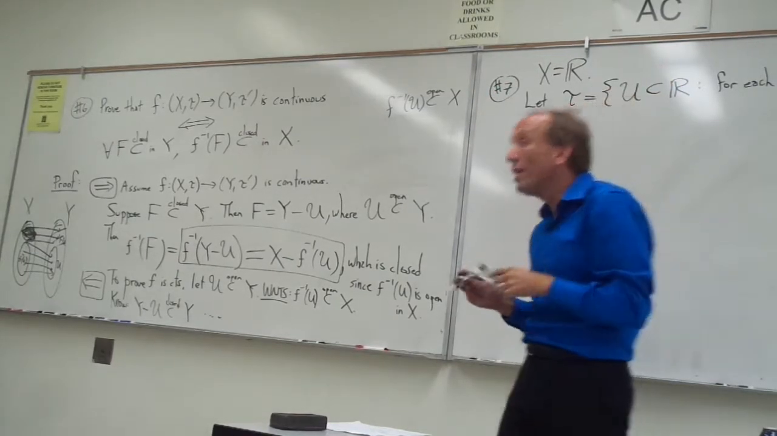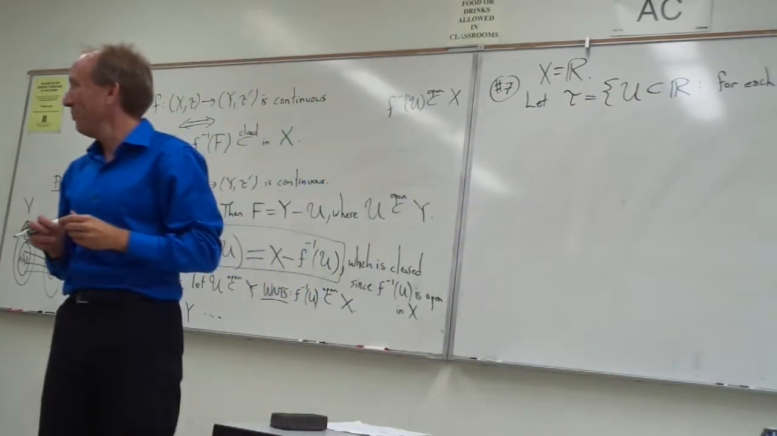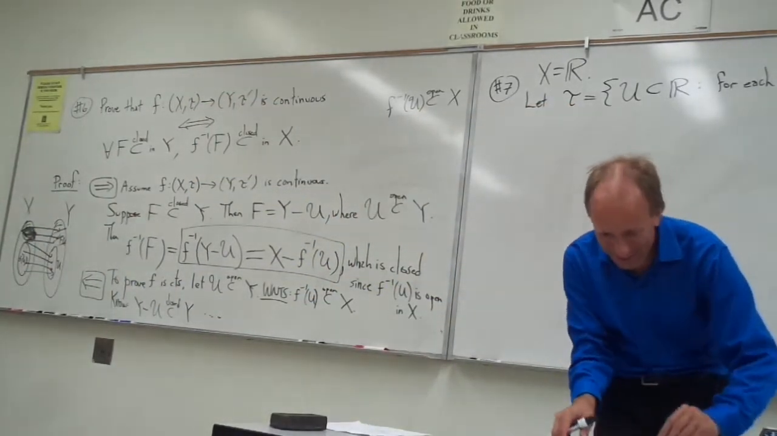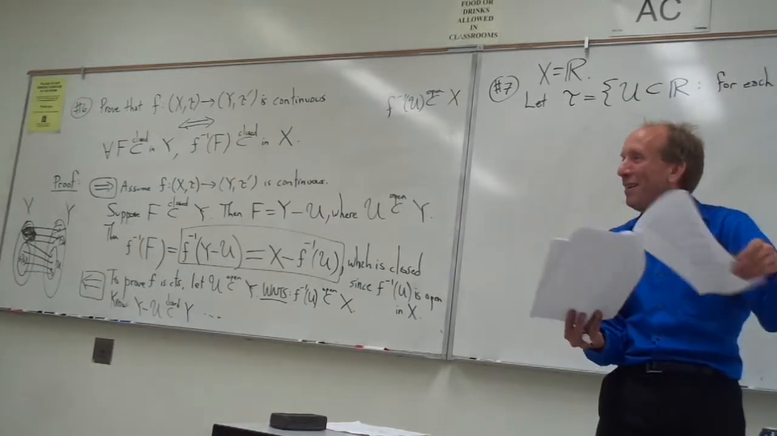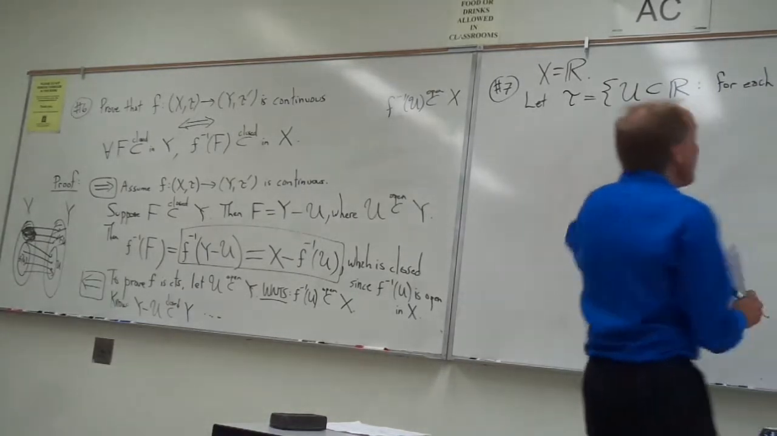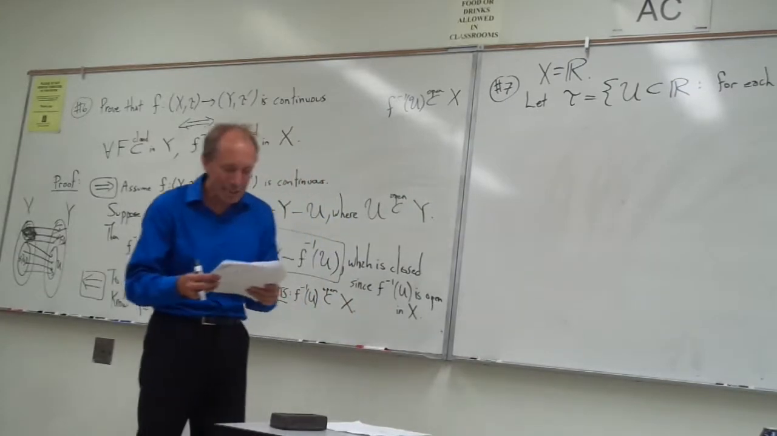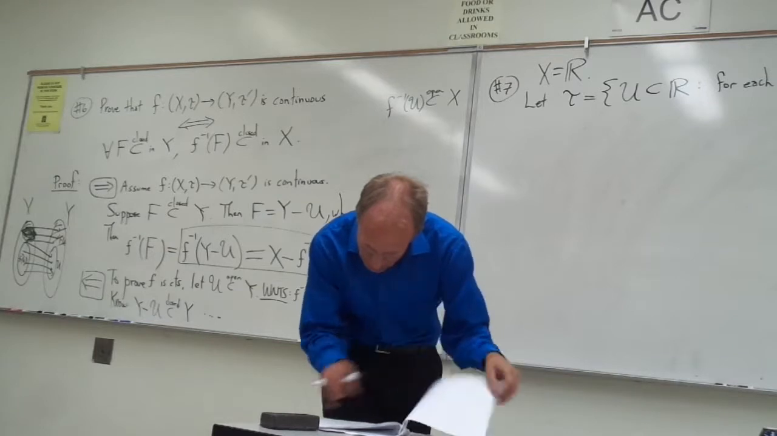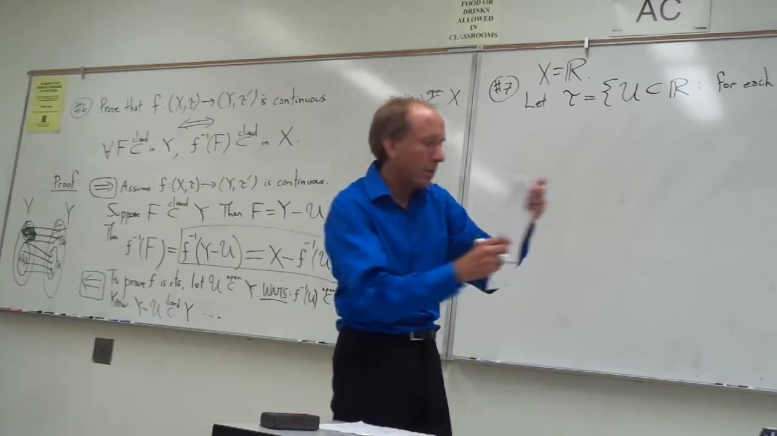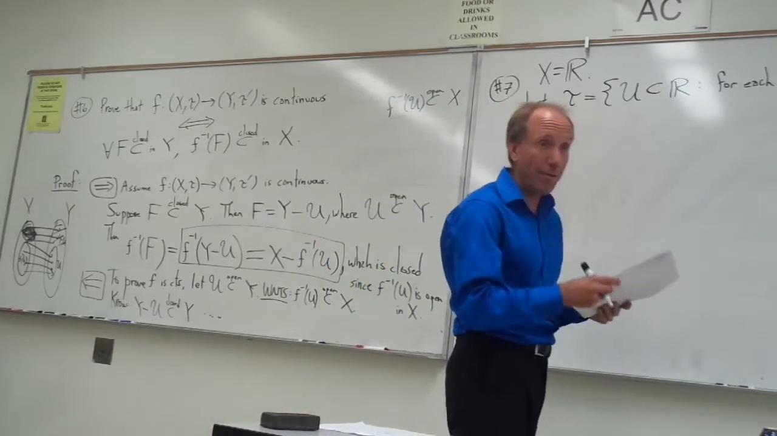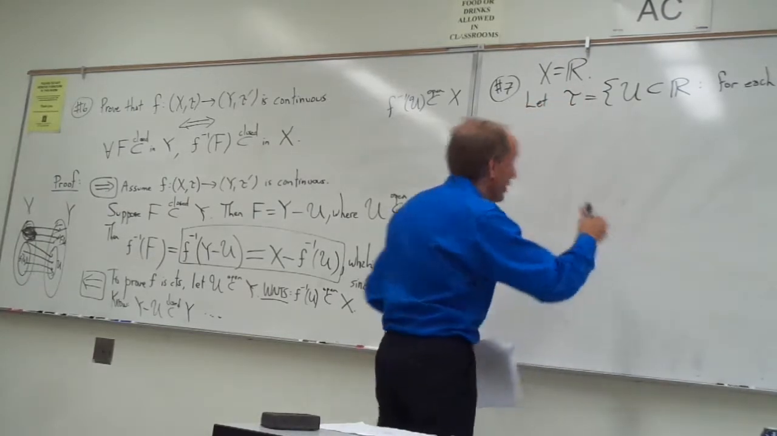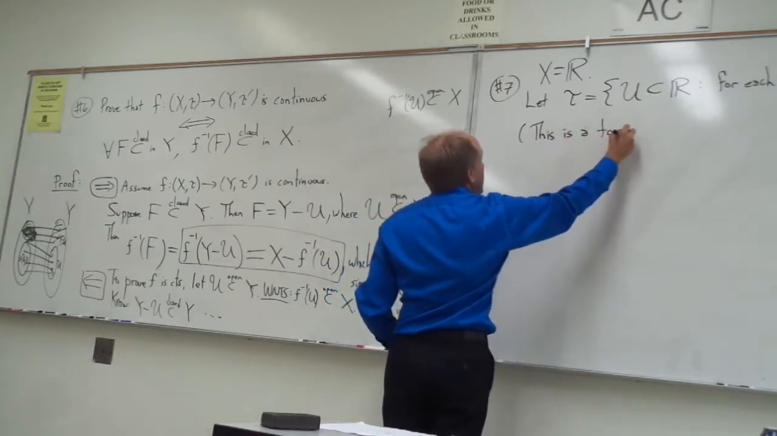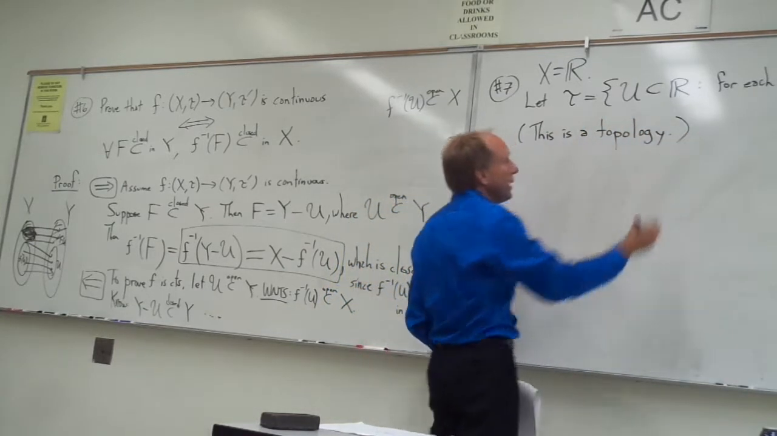This is called the lower limit topology on the real numbers. Have you seen this before? Okay. So it turns out this is actually a topology. It actually works. But I wasn't going to prove that it's a topology for now. So let's assume it's a topology. Take that for granted.